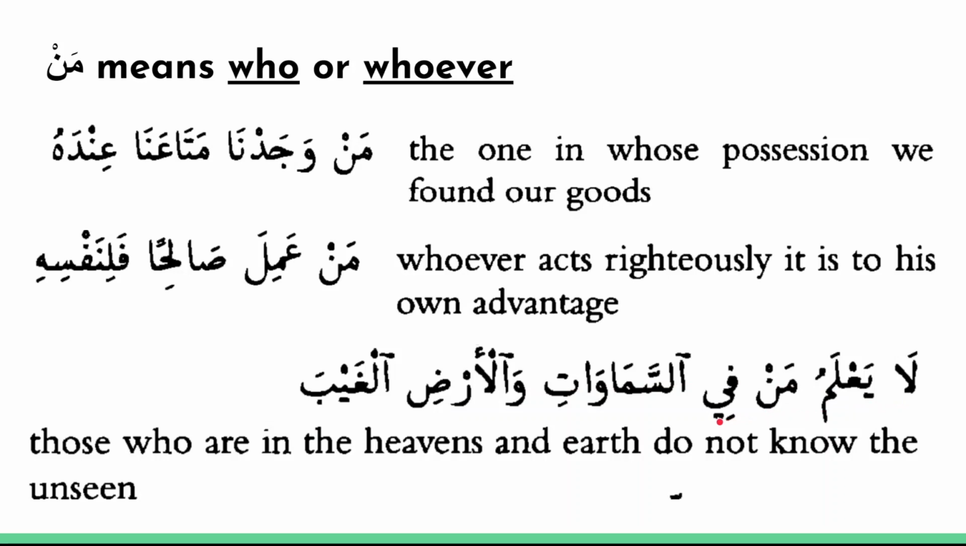لا يعلم من في السماوات والأرض الغيب. Whoever, those who are in the heavens and the earth, they do not know. لا يعلم الغيب. So man here can be used in a singular sense, like man wajadna here, or it can be used in kind of a whoever plural sense. But grammatically, it's always treated like a singular masculine word. That's why we see here لا يعلم. We're using the masculine form here. And the singular masculine form, even though man here is referring to anybody. Okay, so man is always treated like a masculine singular word.